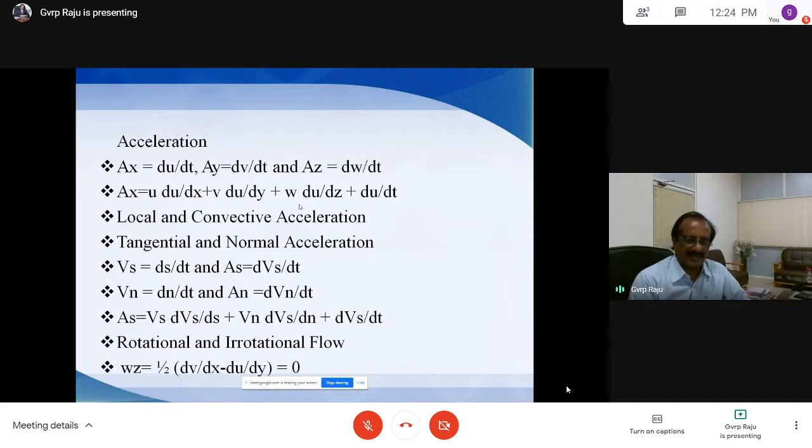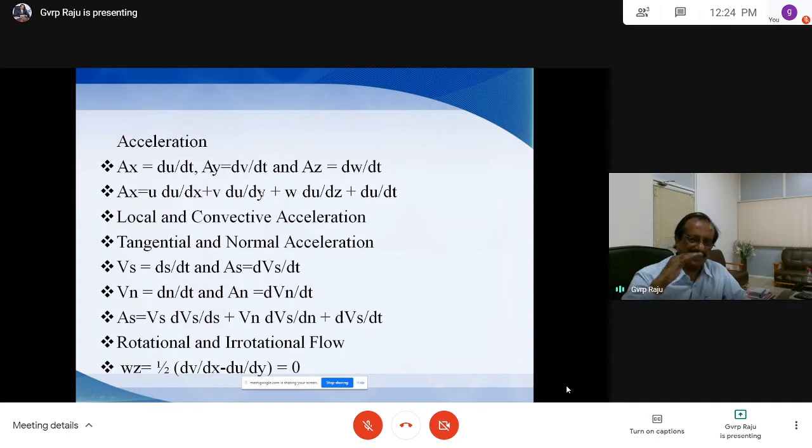Then the example for local acceleration is du by dt. The example for convective acceleration is this one, du by dx. This is the example for local acceleration. So local acceleration is 0 for steady flow, and convective acceleration is 0 for uniform flow.